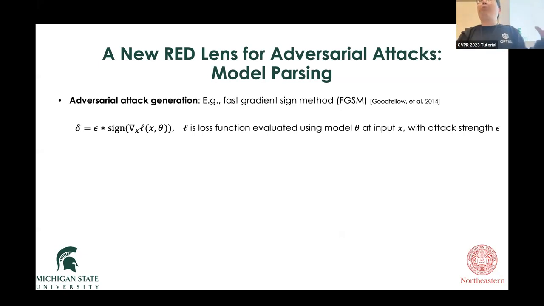And within this sign operation, this is a gradient. This is a key message. The gradient is built upon the original image X, as well as the neural network you used to generate the adversarial perturbation delta. Therefore, from the RED perspective, we want to ask the following question: given delta, can we guess the properties of theta? Theta is the neural network you used to generate perturbations delta. Given delta, or given these perturbed examples, can we infer some properties about theta?